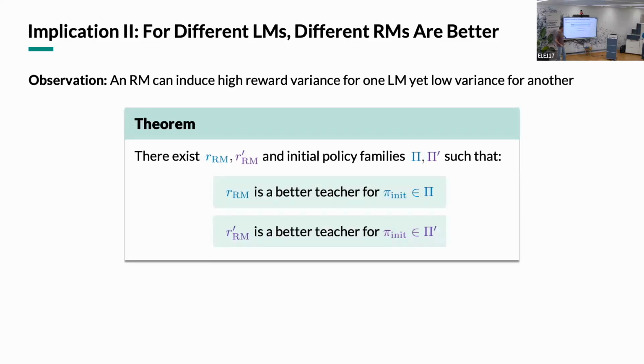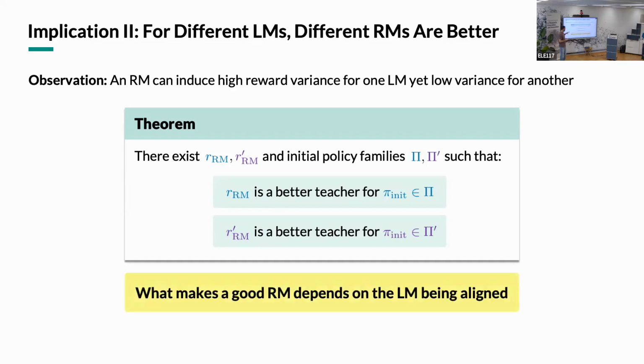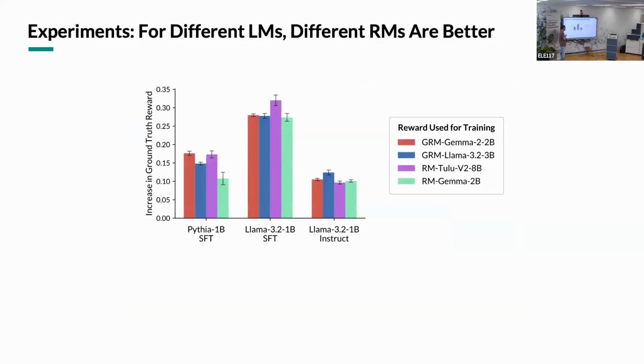And the reason is just that the blue reward model will induce low reward variance for purple policies and vice versa. This is rather straightforward from what I already showed you, but the interesting point here, I believe, is that what makes a good reward model, when we talk about it or analyze it, has to depend on the language model that we have. Okay, there may not be this universal sense in which this reward model is better than that one. And this is also something that you observe widely in practice.